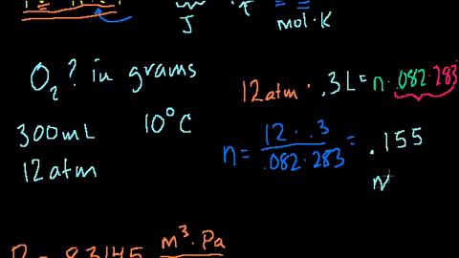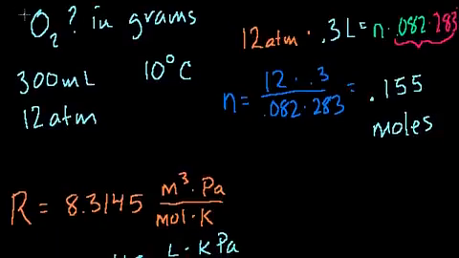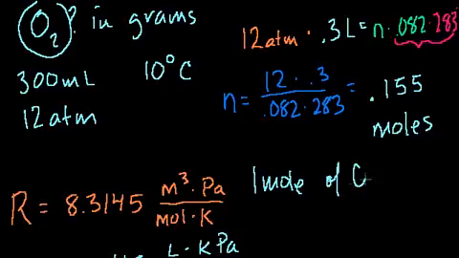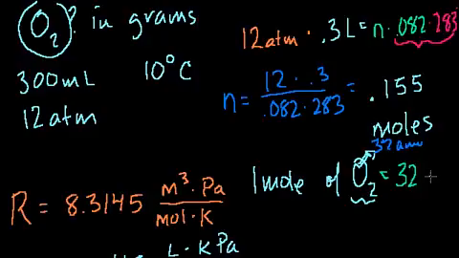Now, how many grams are in 1 mole of oxygen, of an oxygen molecule? So 1 mole of O2. Well, we know oxygen's atomic mass, it's 16. 1 molecule of gaseous oxygen has 2 atoms in it. So it has atomic mass of 32 atomic mass units. So its molar mass, its mass per mole, is going to be 32 grams.